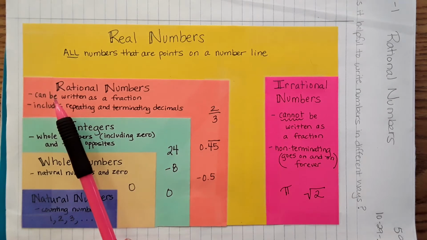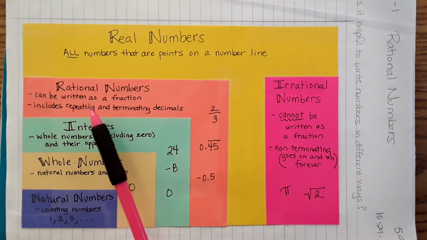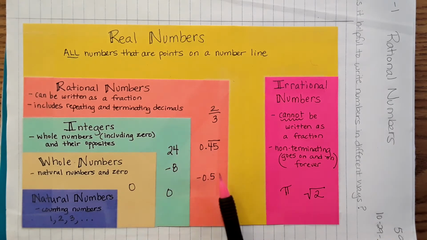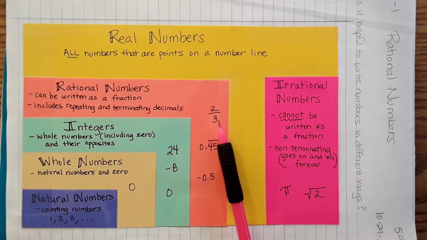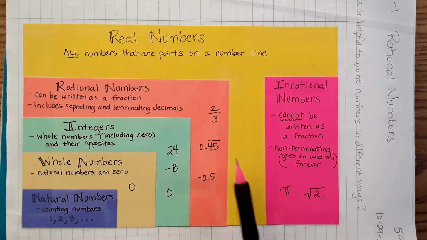Rational numbers can be written as a fraction, and it does include repeating and terminating decimals. So the decimals will either end or stop like this, or they will repeat like this number here or this number here, because this is technically 0.6 repeating. So although these are non-terminating, they are repeating, which means that they have a pattern, versus irrational, which does not have a pattern.